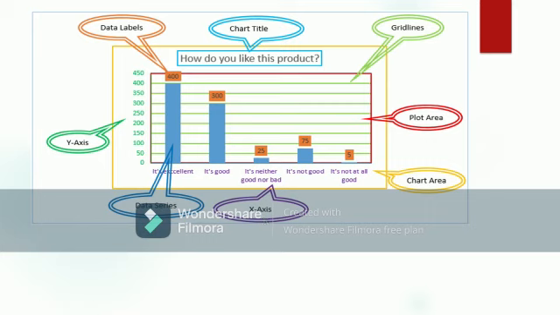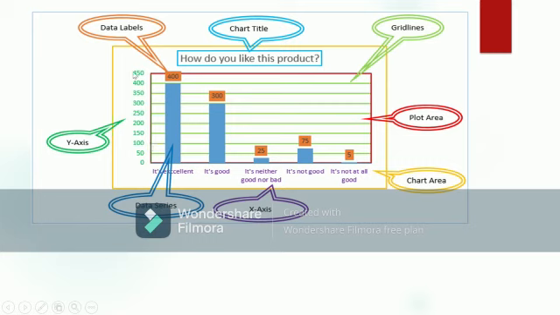What is this x-axis? It is the horizontal axis of the chart. It is also known as the category axis. Then what about the y-axis? Of course, it is the vertical axis of a chart. The x-axis represents the horizontal axis of the chart, and the y-axis represents the vertical axis of the chart. It is also known as the value axis.